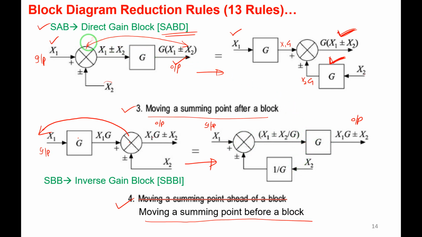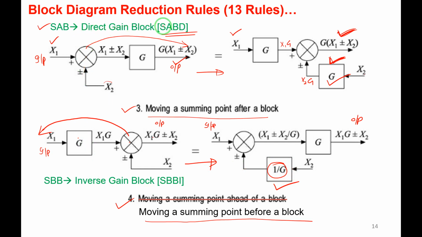Here, if I shift the summing point after a block, it has to pass through the direct gain block. If the summing point is shifted before a block, it has to pass through the inverse gain block. Means G is there directly. Here it is inverse, 1 by G. Observe here, inverse gain block 1 by G. I hope you are getting 1 by G. If I shift the summing point after a block, it has to pass through the direct gain block, right? If I shift the summing point before a block, it has to pass through the inverse gain block. So I remember like this. If I remember any one, that is sufficient.